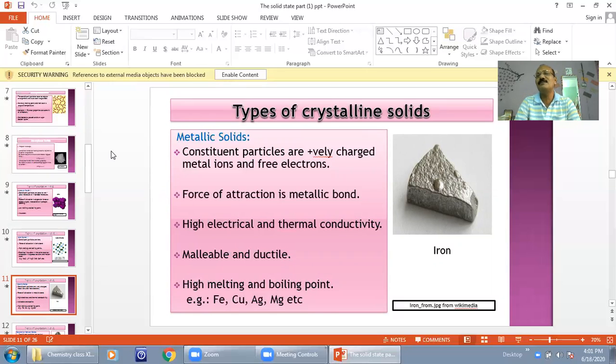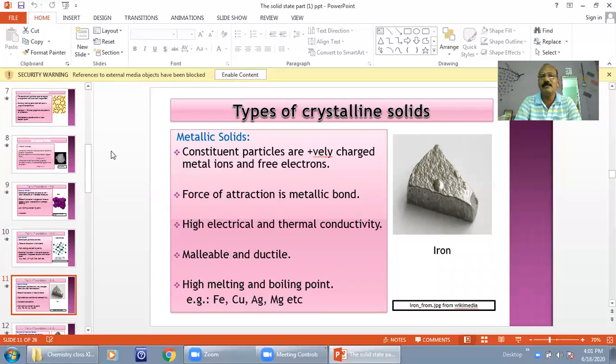Secondly, the force of attraction is the metallic bond itself. Thirdly, high thermal and electrical conductivity. Thermal conductivity means when you put heat at one tip of a rod, at the other tip you can experience the heat. Electricity, you know, can flow from one place to another. So high thermal and electrical conductivity; they are malleable and ductile.